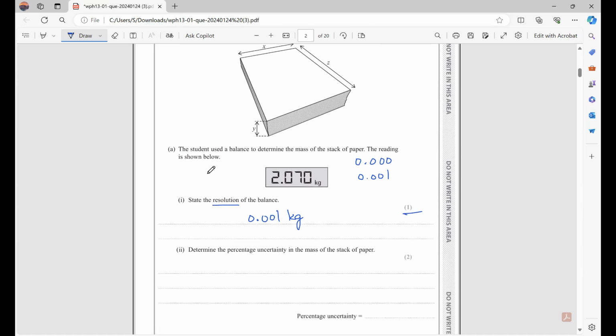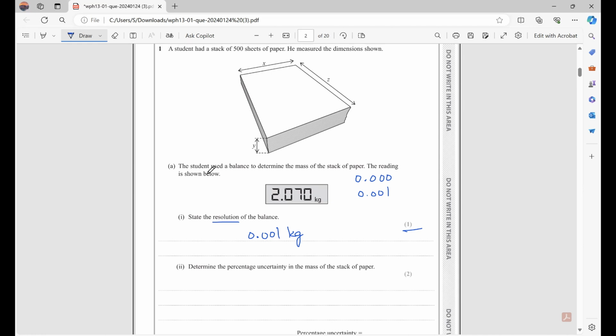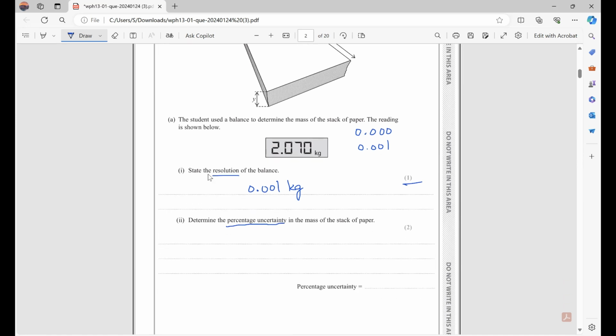Okay, let's move on. Determine the percentage uncertainty in the mass of the stack of paper. Percentage uncertainty has different formulas depending on what situation you're provided with. One of its formulas is: percentage uncertainty is equal to the absolute uncertainty over the mean value times 100%. Now, this is the easiest formula, and you can use it if you're provided with the absolute uncertainty.